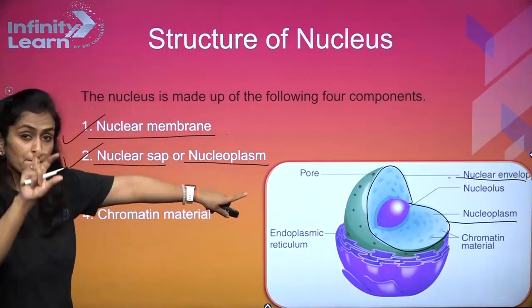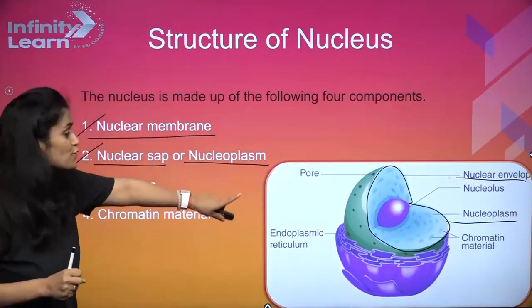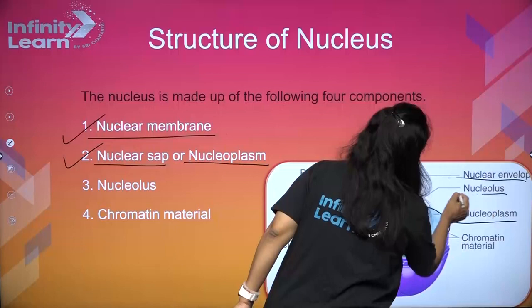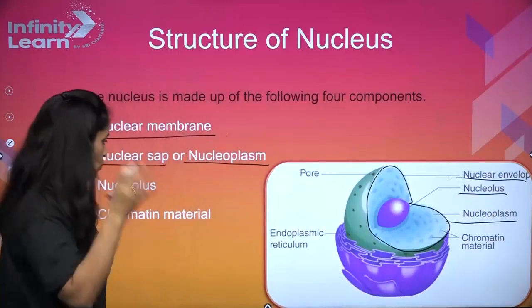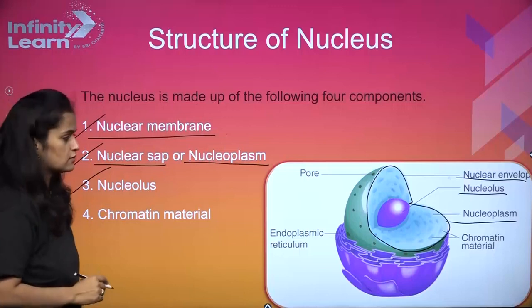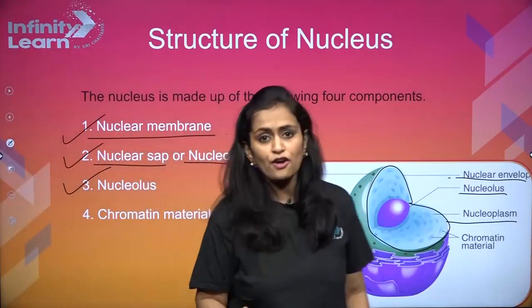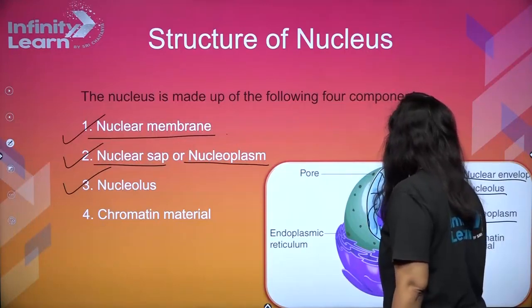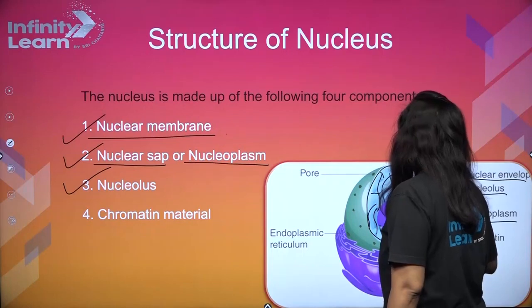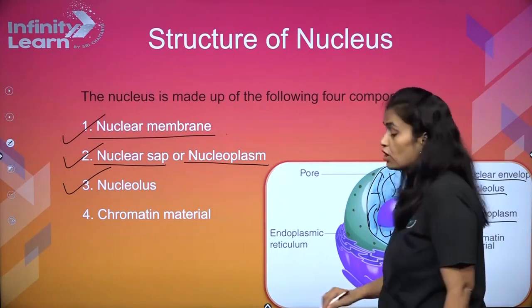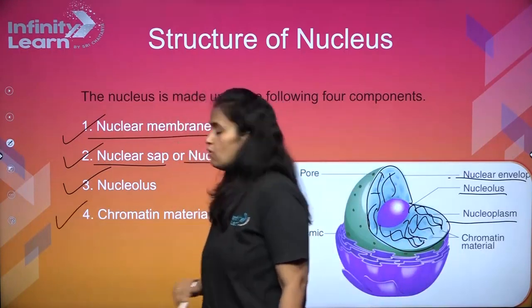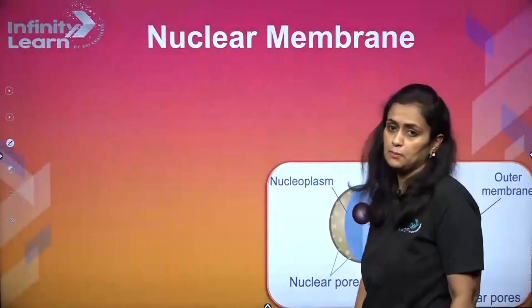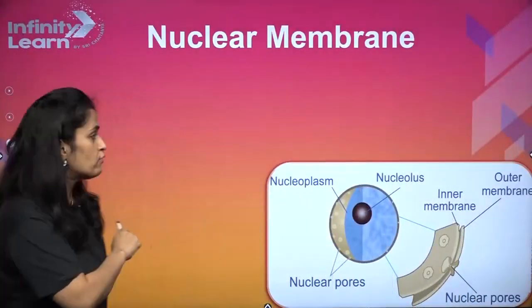So in the center you see a big, dense, round-shaped, densely colored body, that is called the nucleolus, right? Nucleolus. What it is, I'll explain. Then apart from that, you will have so many thread-like structures over here, and these thread-like structures are nothing but your chromatin material. So one more time, what do we have? We have nuclear membrane, nucleoplasm, nucleolus and chromatin material. Now one by one we'll check it out.